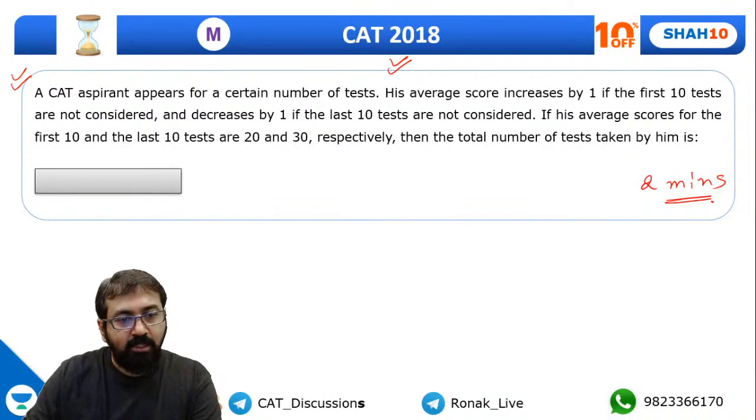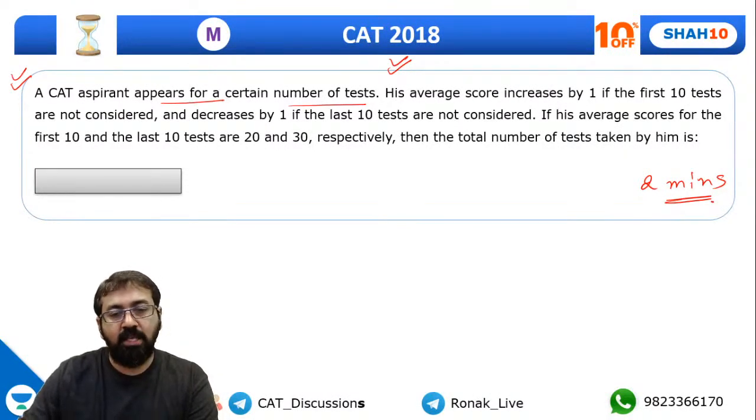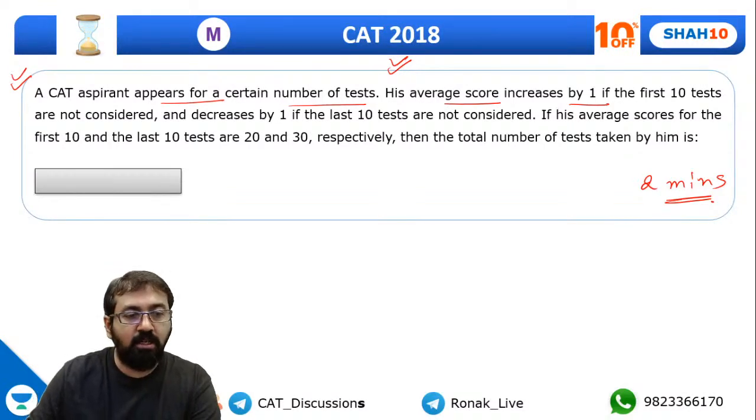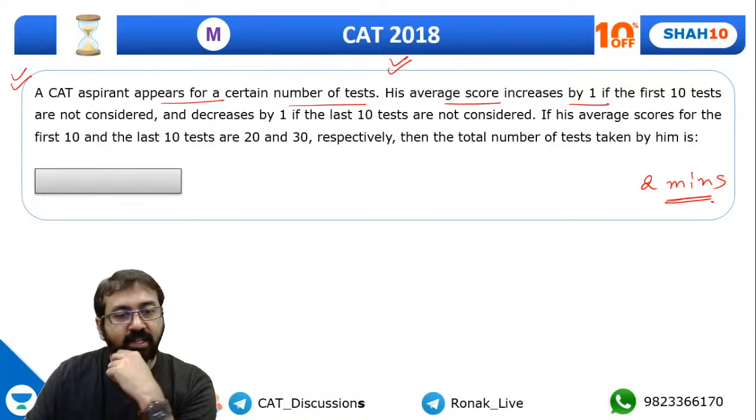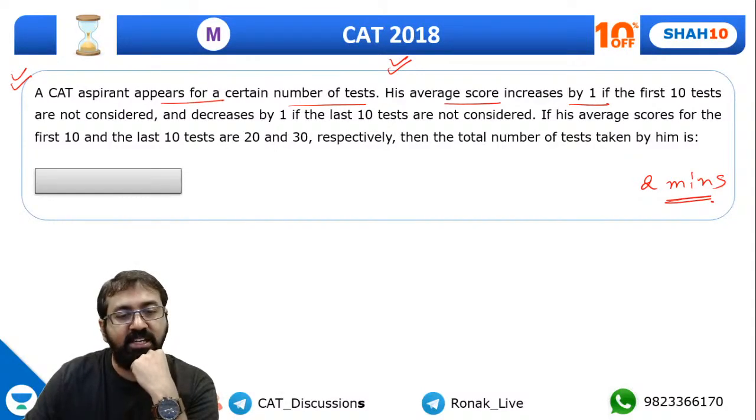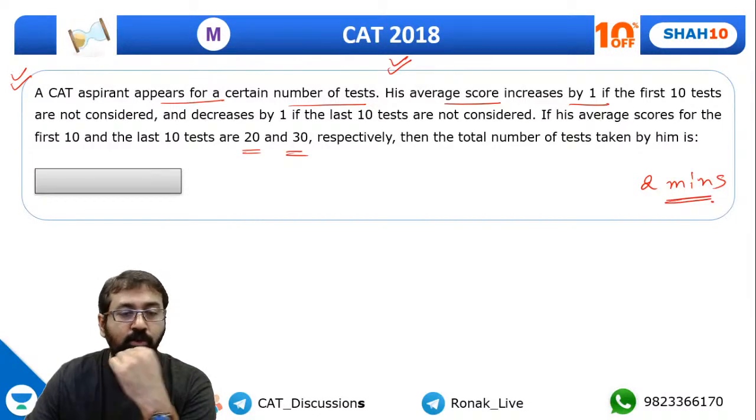A CAT aspirant appears for a certain number of tests. His average score increases by 1 if the first 10 tests are not considered, and decreases by 1 if the last 10 tests are not considered. If his average score for the first 10 and the last 10 tests is 20 and 30, then find the total number of tests taken by him. This is what you need to find out.